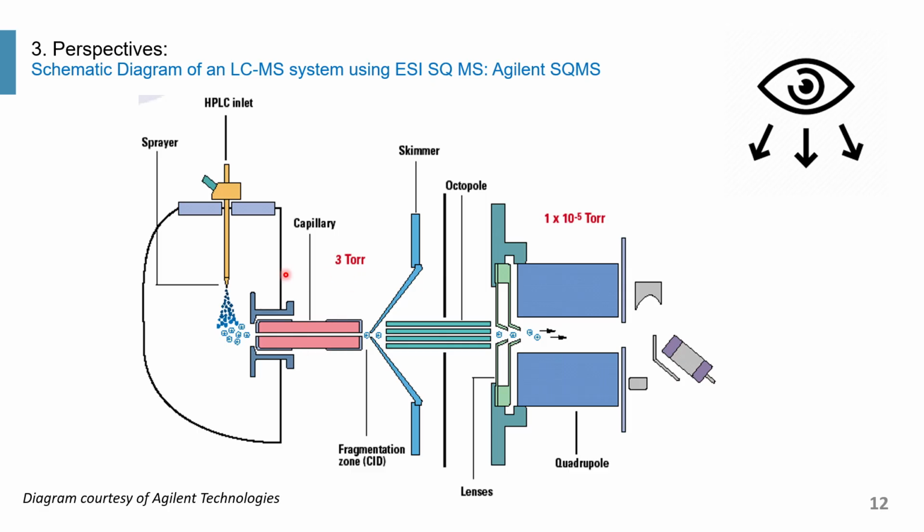The pressure from the eluent is 1 atmosphere. The pressure inside the single quad is about 10 to the minus fifth torr, so it's a high vacuum, while the pressure for other mass spectrometers with high resolution is actually much lower. And here is the ion optics, and here's the quadrupole, which is a mass filter, scanning by changing the quadrupole voltage.